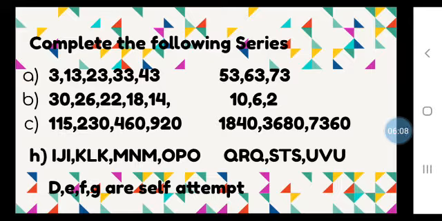So what will you get after O, P? Q, R, Q will repeat. What do you get after Q, R? S, T, S will repeat. And what do you get after S, T? U, V, and U will repeat.